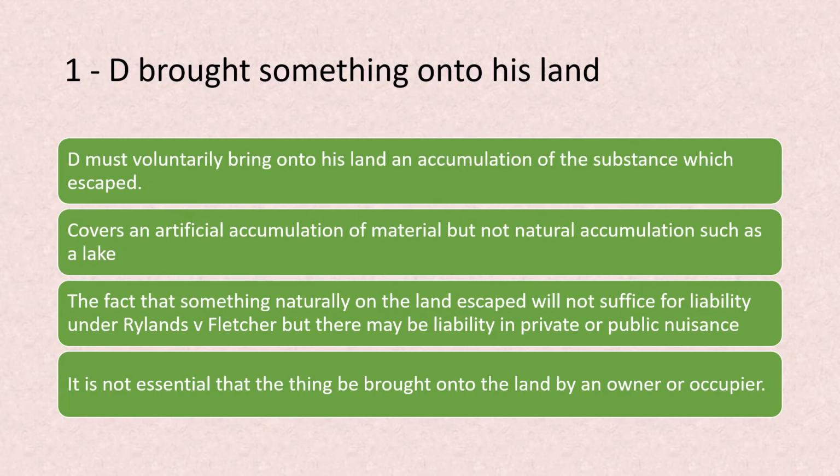So we're going to deal with each of these elements in turn. The first thing is that the defendant brought something onto his land, and this means that he must voluntarily bring something onto his land and accumulate the substance which actually escaped. Now this does cover artificial accumulation of material, but not natural accumulation such as a lake or a naturally occurring body of water. The fact that something naturally on the land escapes will not suffice for liability under this tort, but there may be liability in either public or private nuisance. Now it's not essential that the thing is brought onto the land by an owner or occupier, but of course because they have control of the land they should be preventing any potential harm.